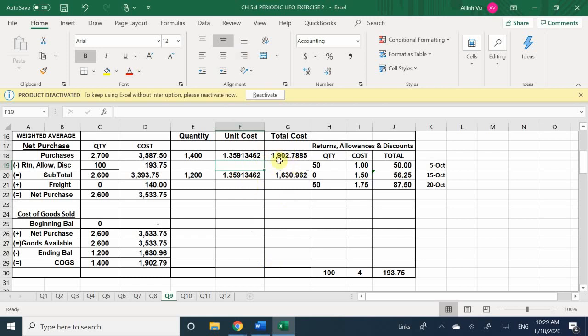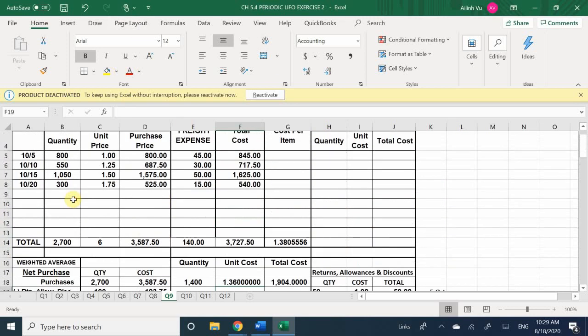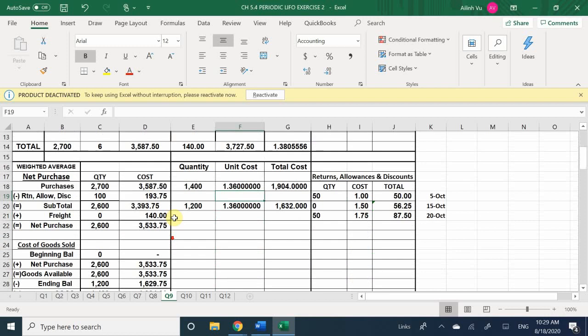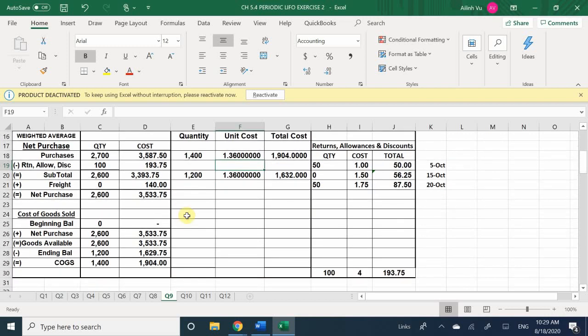So in this case, what is this? 19.02? If you do 3.6, now you're at 19.04. You just lost $2 profit. And imagine this, if you're selling 10,000 items, that $2 will easily become $200.